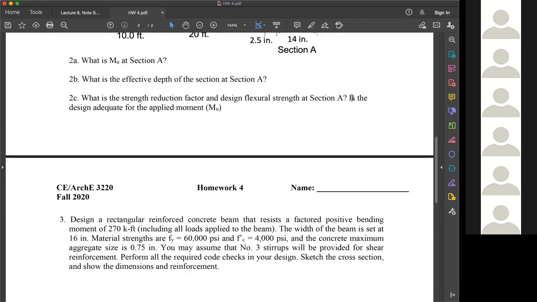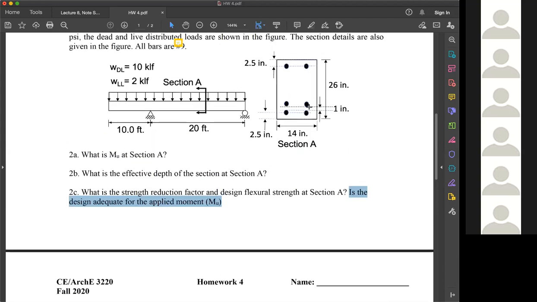All right. Last, just check that the design is adequate for the applied moment. So this is more like analysis for a doubly reinforced section. Analysis for a doubly reinforced section.